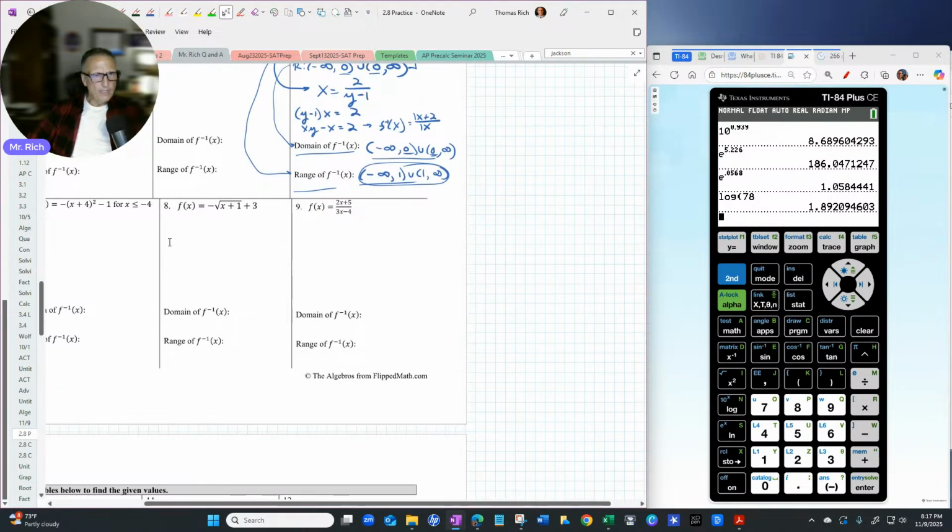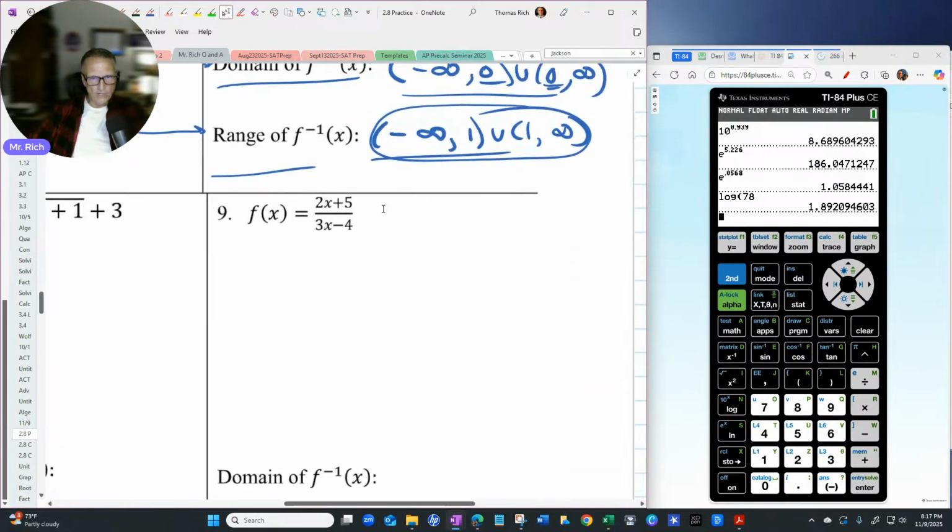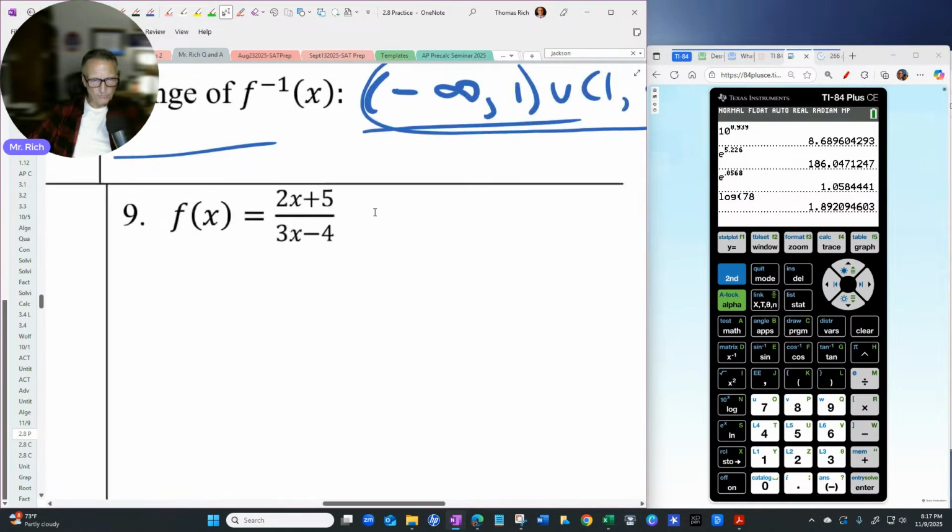The other one that I wanted to show you was a little bit more of a complicated rational function right here, because I now have an x that's in the top and the bottom. And so the algebra is just a little bit more complicated when you do your variable swap to solve for y. But let's go ahead and get the domain and range for this.